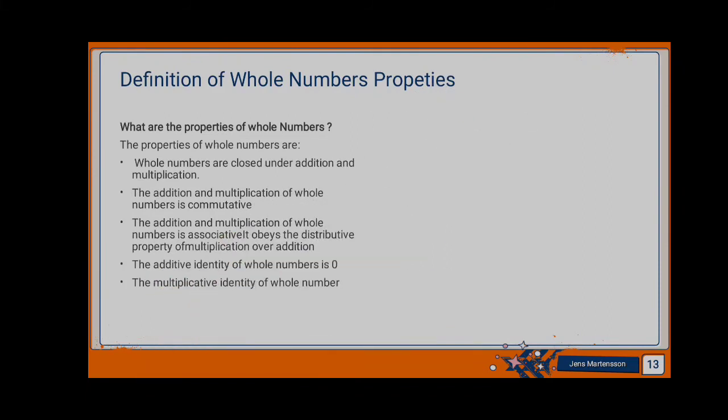Definition of whole numbers properties. Next, what are the properties of whole numbers? The properties of whole numbers are: whole numbers are closed under addition and multiplication. The addition and multiplication of whole numbers is commutative. Next, the addition and multiplication of whole numbers is associative, and obeys the distributive property of multiplication over addition. The additive identity of whole numbers is 0. The multiplicative identity of whole numbers.